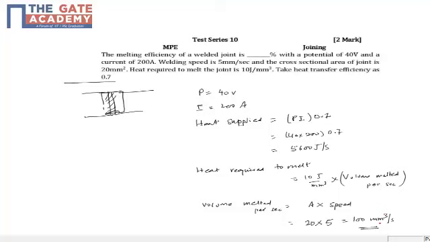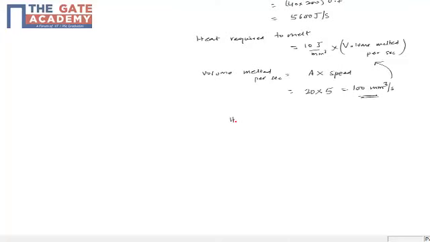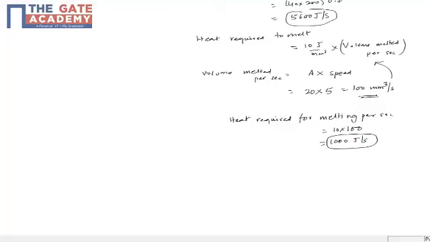So this is the volume that is melted per second. So the heat required for melting per second is 10 into 100, it's 1000 joules per second, and this is the heat supplied.